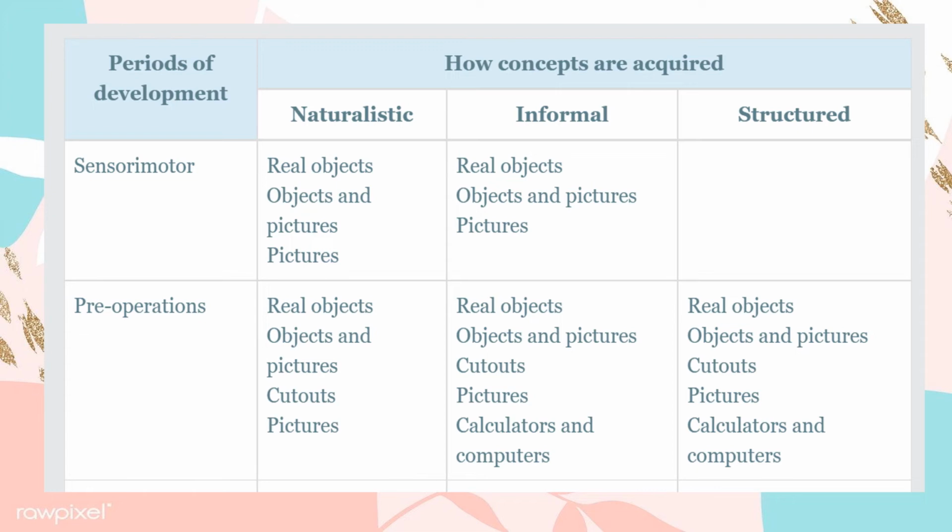Periods of development: sensory motor, pre-operational. How concepts are acquired: naturalistic, and formal or structured. Sensory motor, in a naturalistic way, uses objects and pictures, real objects. Pre-operational uses real objects, pictures, cutouts. The same goes for the next stage, but in informal and structured learning, they are using calculators.